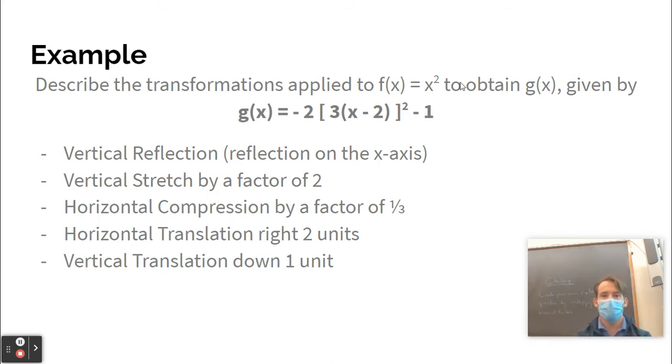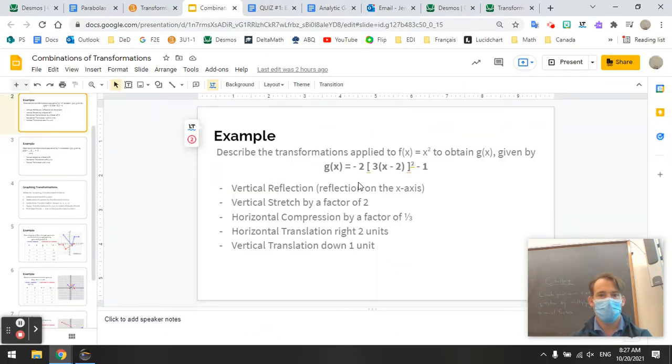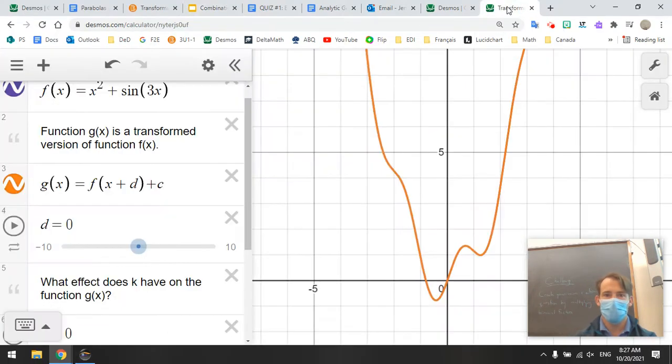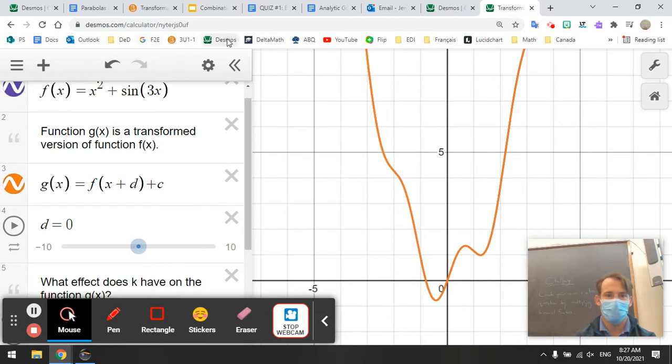We want to be able to describe the transformations and the order that we should apply them in. Transformations need to be applied in Bedmas order. So the additions and subtractions happen last, and your reflections and your stretches happen first. So the first thing that we might do here is reflect this in the x-axis. And let's follow along with Desmos, and we'll create these functions as well in Desmos.